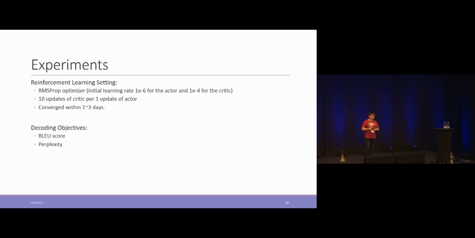And for the reinforcement learning part, we use RMSprop as an optimizer, where we train 10 steps of the critic per 1 step of the actor. Because training the critic well is more important than the actor, and it will make the actor more stable. And compared to training the whole model, it will be very fast.